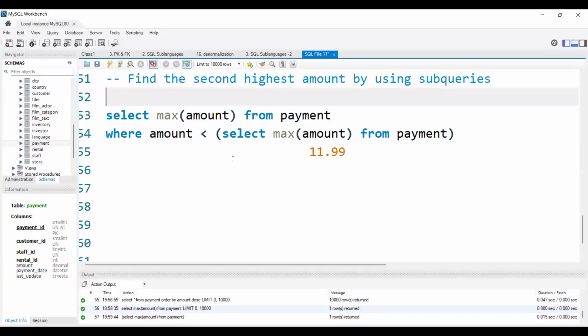Suppose I have some 10.99 here. I don't know, maybe we can have 11 also. Whatever the next lowest amount we have, I will get that as the max of amount, the next value, right? Now that value it will compare with this one. As 10.99 is less than 11.99, this condition will be satisfied and it will display this one. That means by doing this it will display the second highest amount. Am I clear?